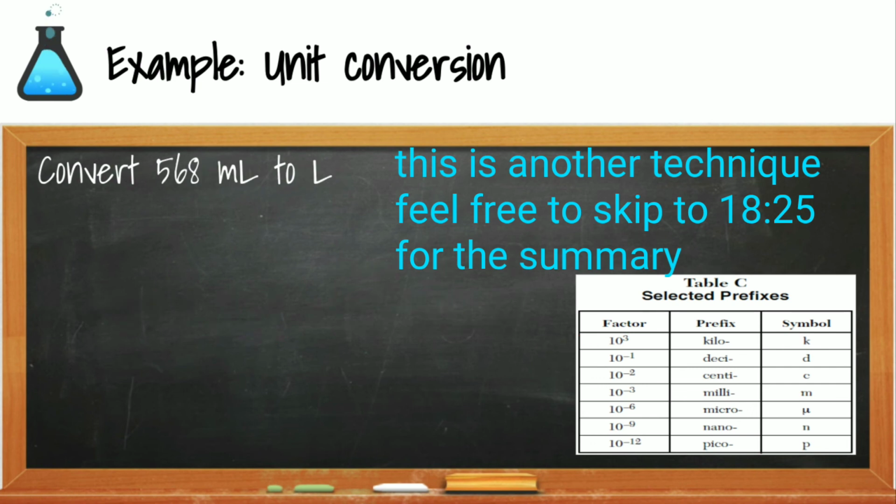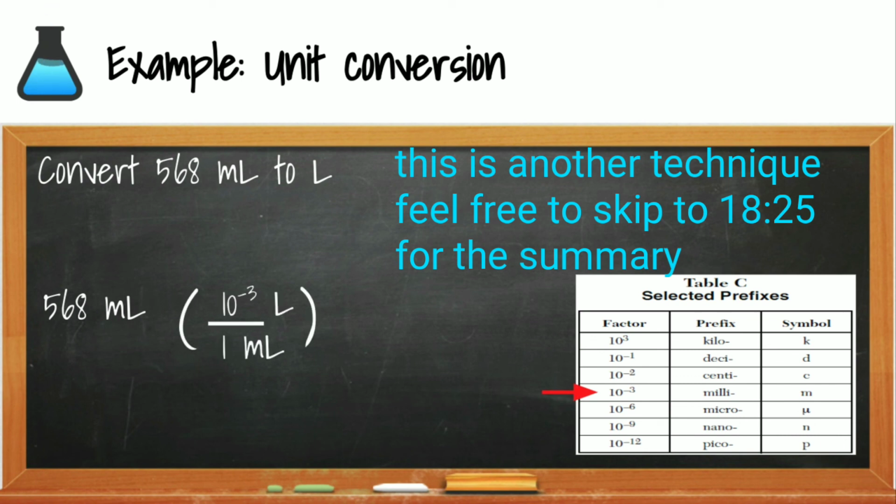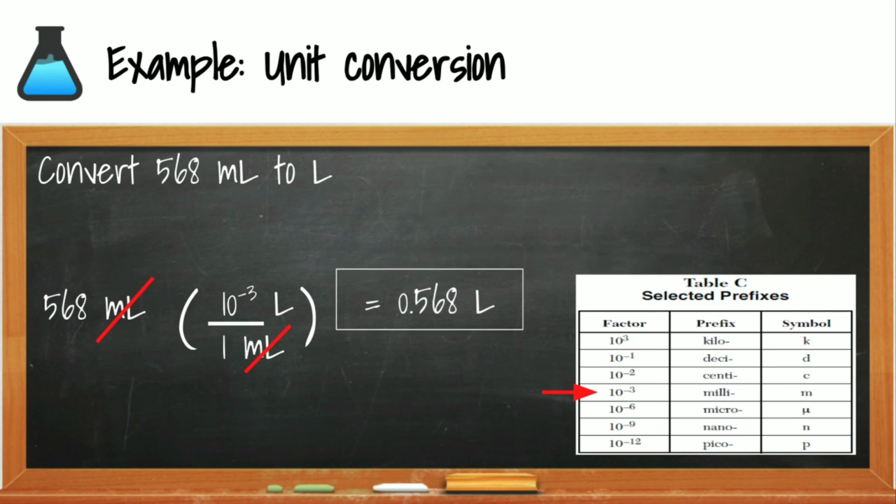Here's one more example. If you're comfortable with the factor label method, why don't you try it with this question? So this should be your setup. Make sure that the factor always goes with the base unit. And notice how our answer matches the same answer we got when we used the power of 10 number line.